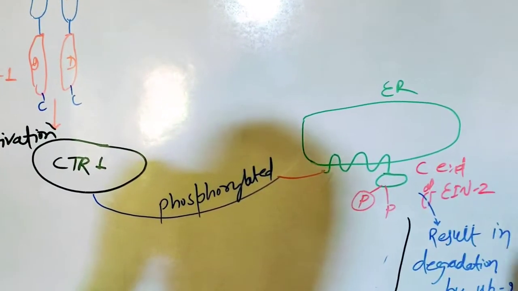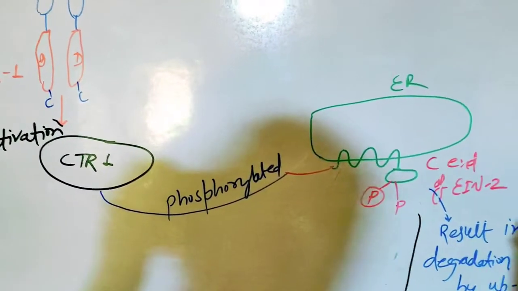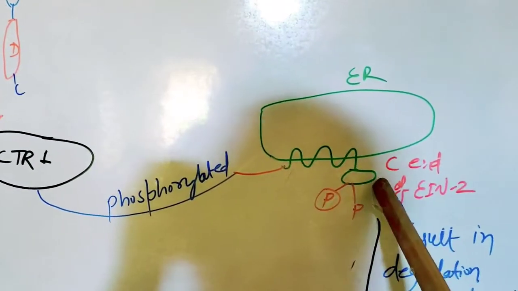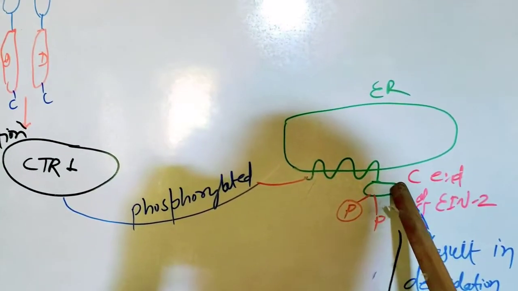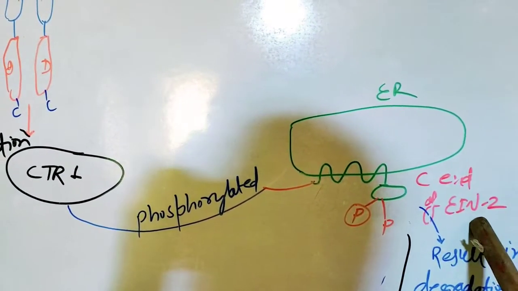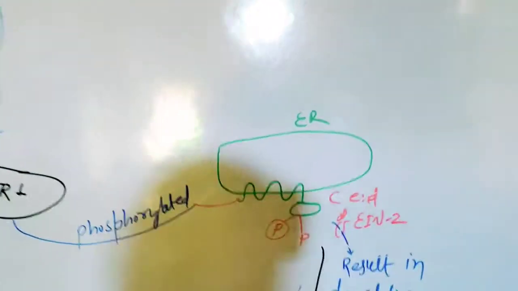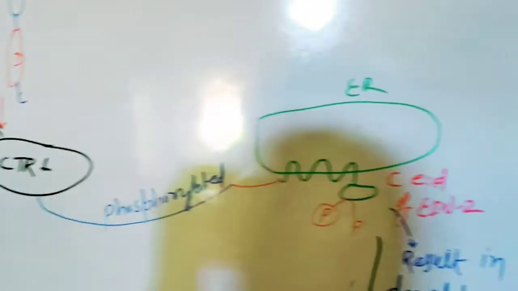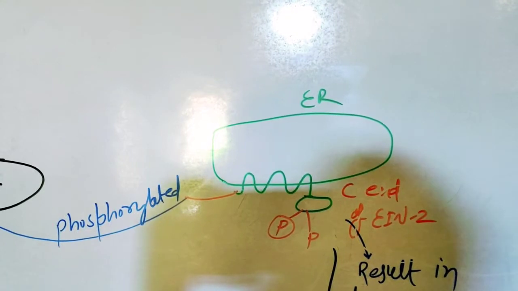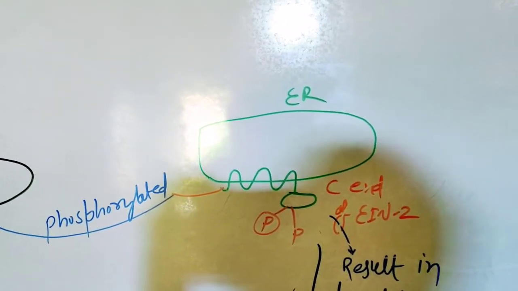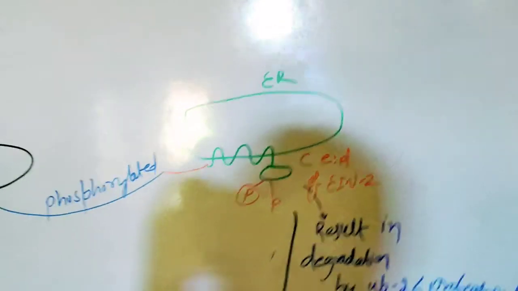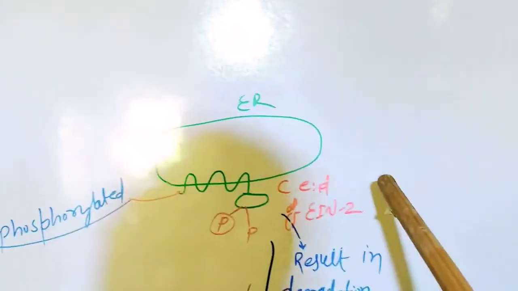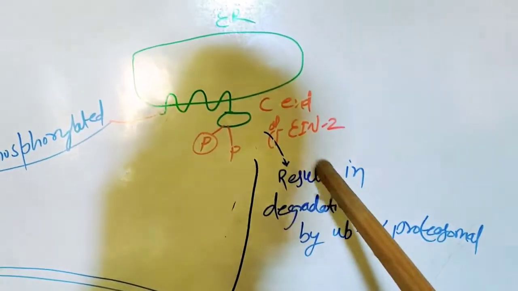And which end of EIN2 will be phosphorylated? You can see it's the C end, that is the cytosolic domain of this protein that will be phosphorylated. Which end of EIN2 is phosphorylated by CTR1? The C end of EIN2 is phosphorylated, and EIN2 works in the stabilizing of EIN3 protein that is found in the nucleus. If it is degraded, then what will happen?